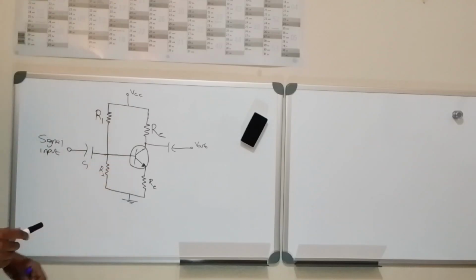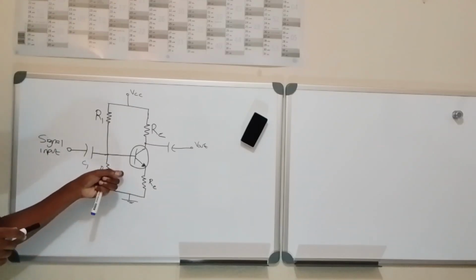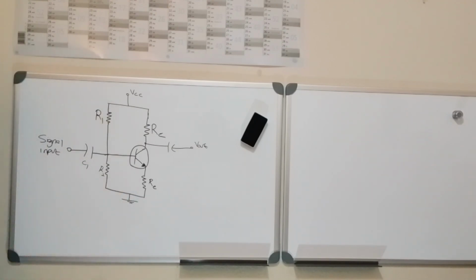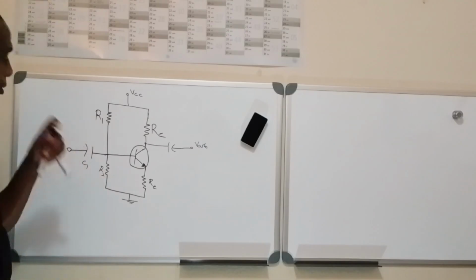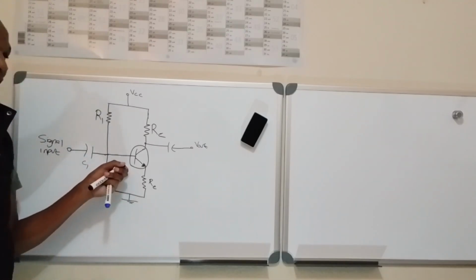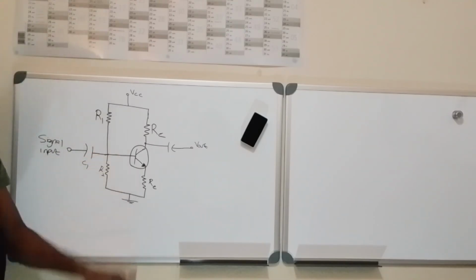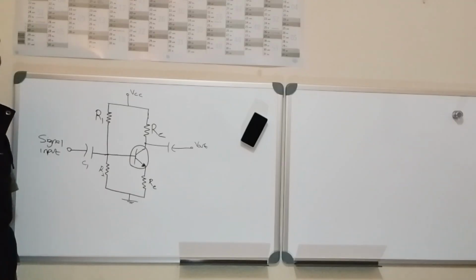This one, it is widely used. That's why I want us to focus on this one, because it is widely used and we will be utilizing this one in our projects. So I will elaborate further on this one. But before I talk about this biasing, let me first talk about the characteristics, the output characteristics of a transistor.